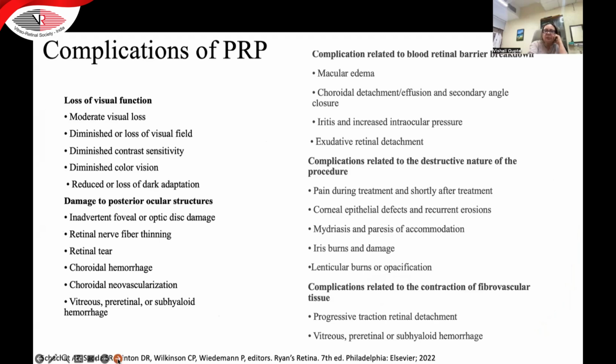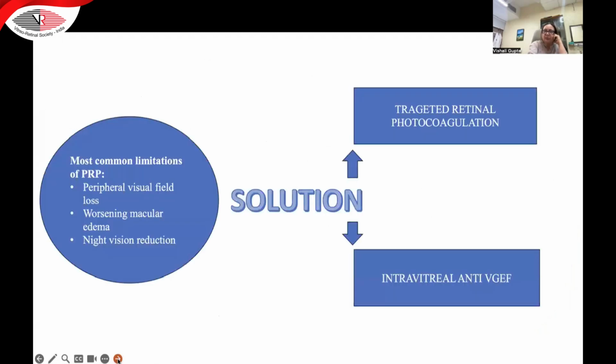There are not many complications. I'm not going to narrate them, but the most common limitation is that your night vision goes away, and peripheral visual field loss. There is worsening of macular edema, and for that reason, you may have to combine it with anti-VEGF.